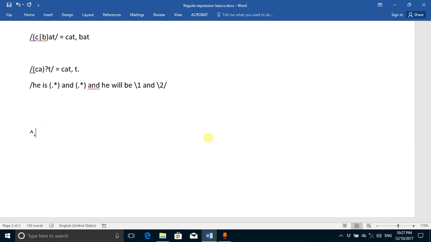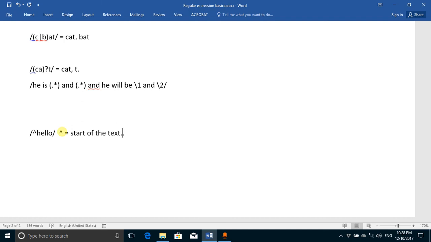This is the caret sign, or you can say hat sign. It has different meanings when it is used in different places. If I write hello, it means this regular expression will find all the occurrences of the word hello, no matter where it occurs. But if I add the caret sign at the start of the regular expression, it means the regular expression will find the word hello only if it occurs at the start of the text. It will not find the word hello if it doesn't occur at the start of the text.